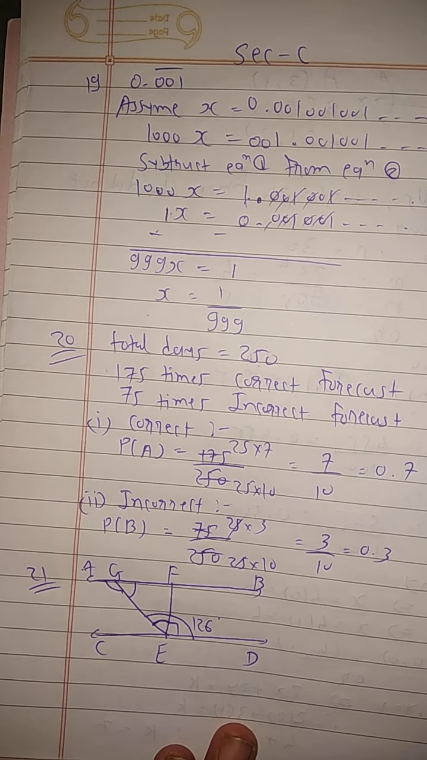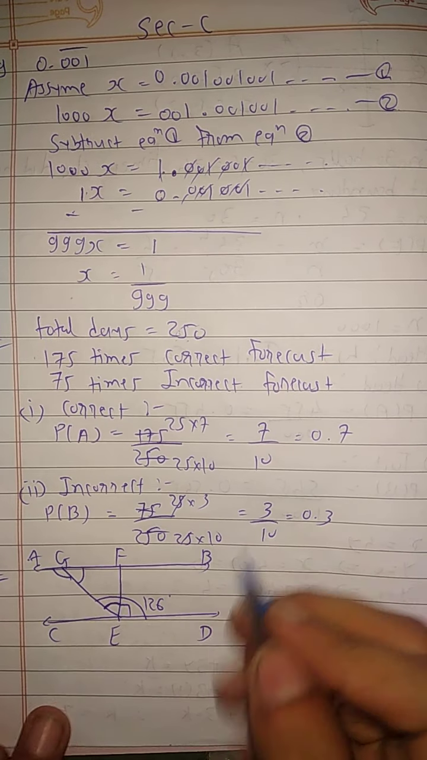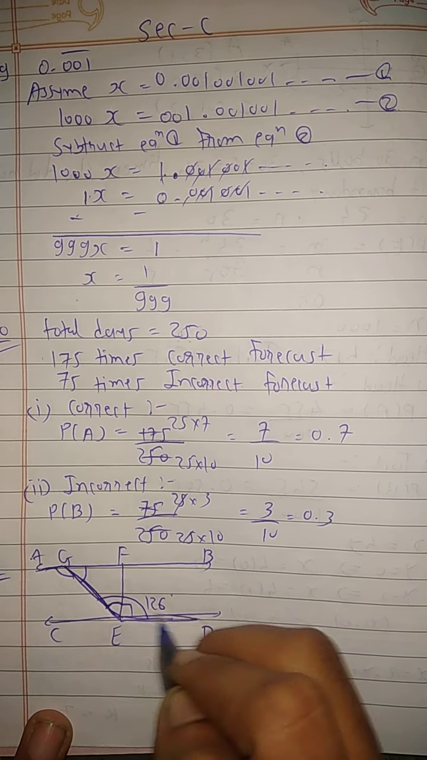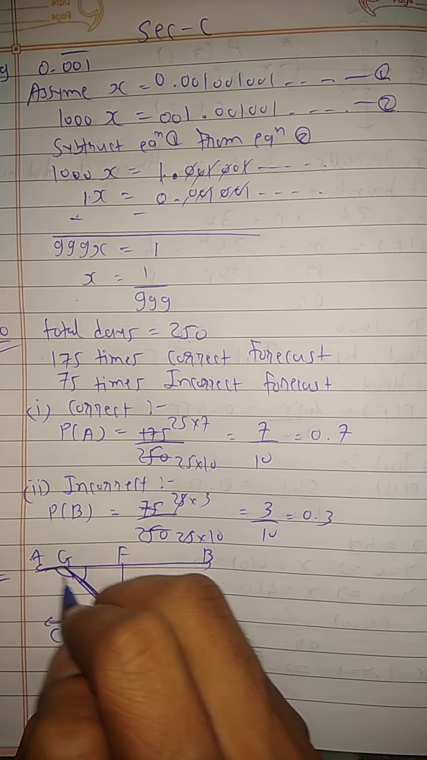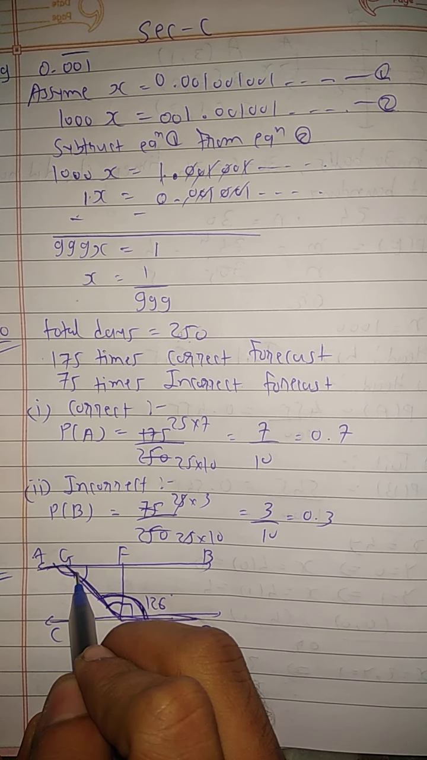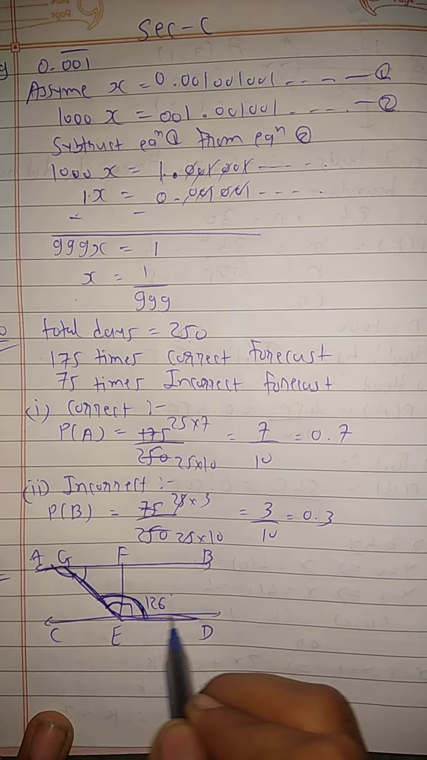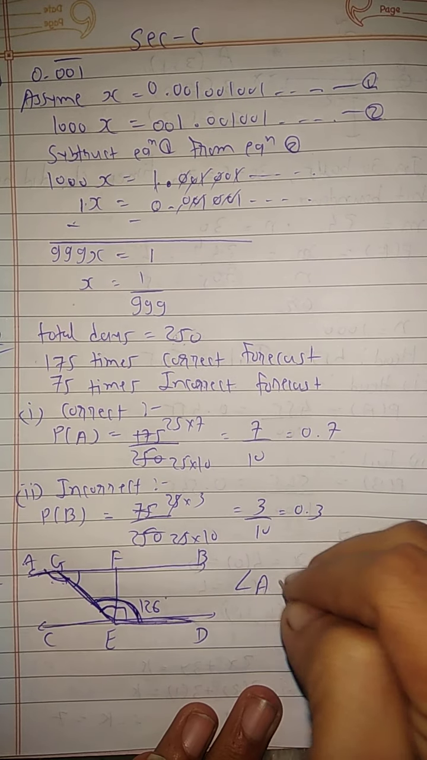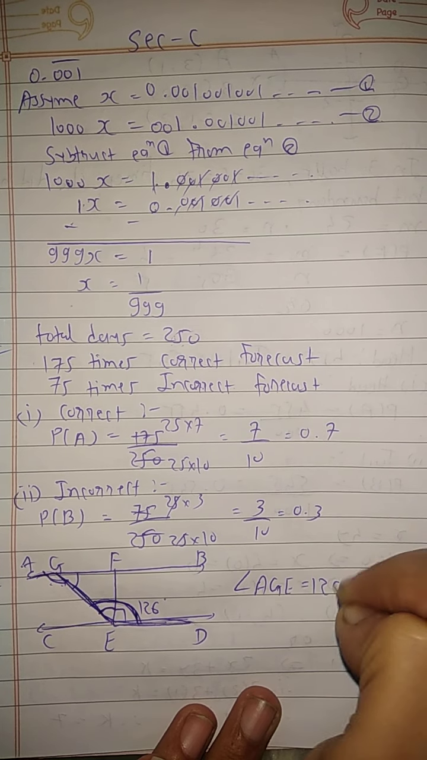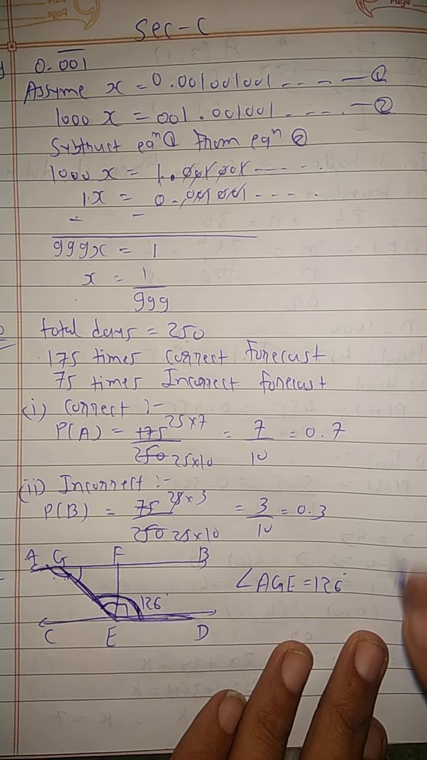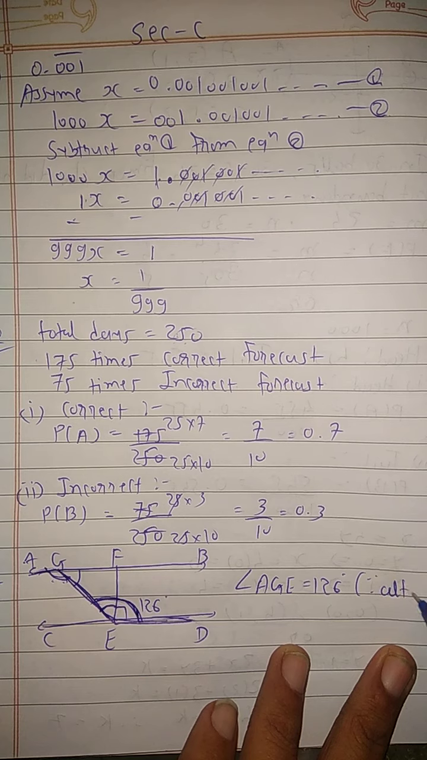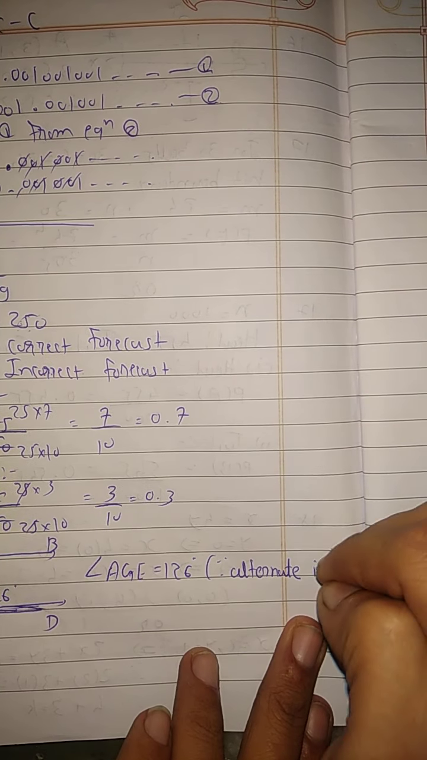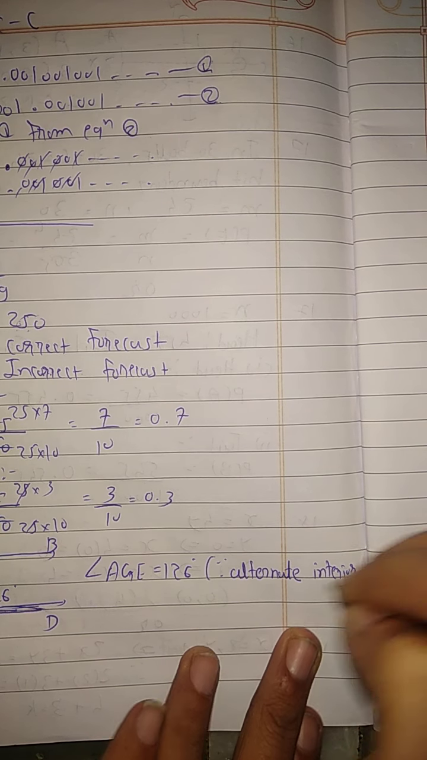Now first of all, here we have one Z shape. Now this is 126, so this is even 126. These two angles are the same because here we have a Z shape. So angle AGE is equal to 126. Now Z shape means the reason is alternate interior angles.